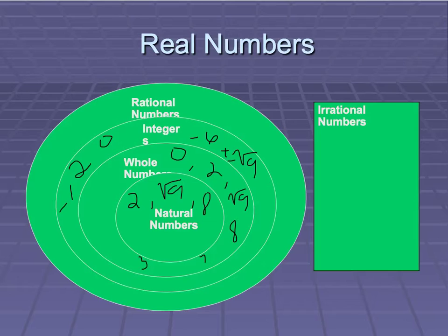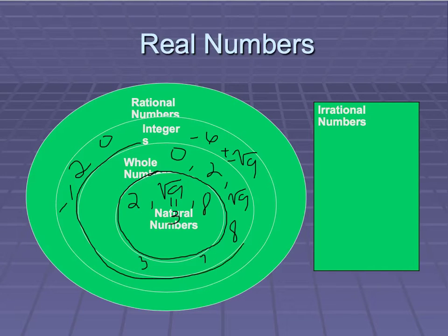Okay, so if we want to classify real numbers, let's start here in the center. Natural numbers are numbers that are whole numbers and they're positive. So numbers like 2, square root of 9, and 8. You might wonder about the square root of 9, but the square root of 9 is actually equal to 3, so these must be positive. If we go out to the outer circle right here, whole numbers, these are all the natural numbers we just said, and they include the number 0 as well. So these must be positive whole numbers, including 0.